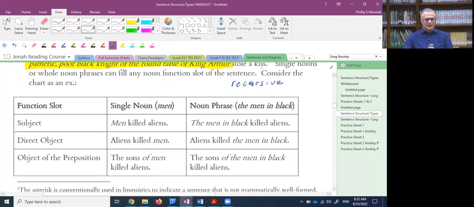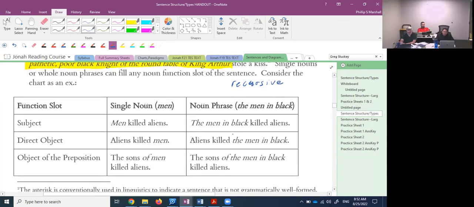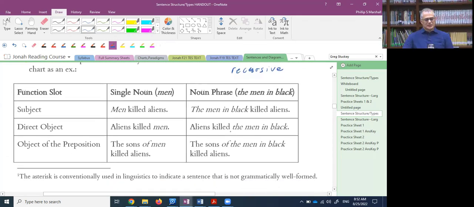Okay, let's see. Let's look at the chart here, and this should demonstrate the difference between single nouns functioning as constituents and then whole phrases, noun phrases, functioning as constituents. So what I've given you are different function slots that nouns can take. So subject being the first one, since usually that comes first in an English sentence. We have men killed aliens here, right? So one word, a single noun fills that subject slot. But then I could take a phrase and just plug that phrase in where the single noun was. The men in black killed aliens.